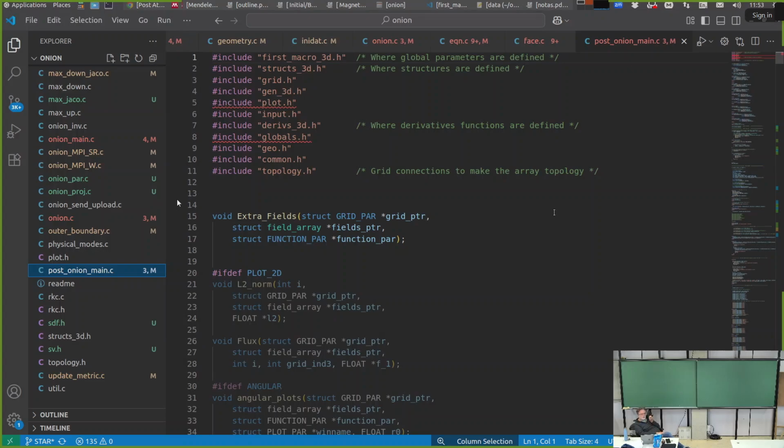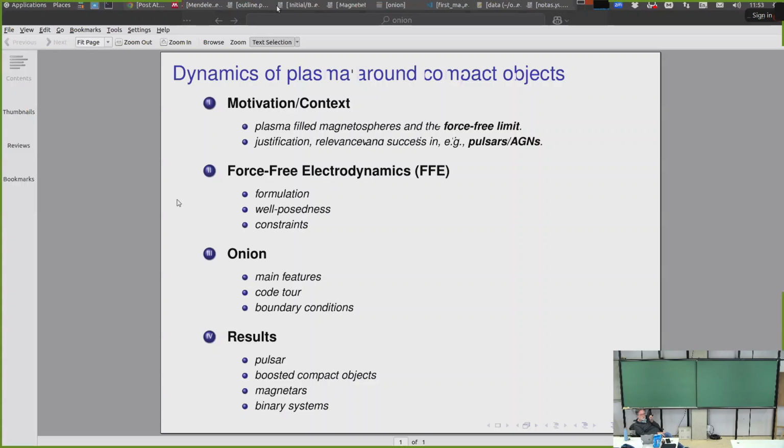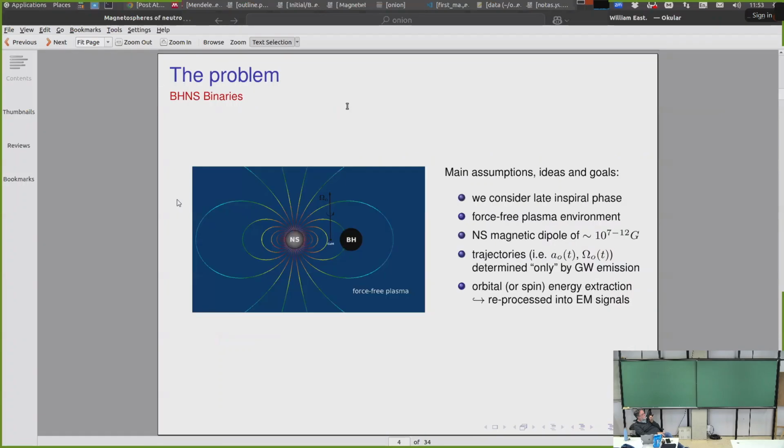Fede? Yes. There is a question here. Why is this a good approximation for magnetospheres? Okay, so let me go back then to the motivation. Maybe it was a bit too short. So the idea is that no, this is not.